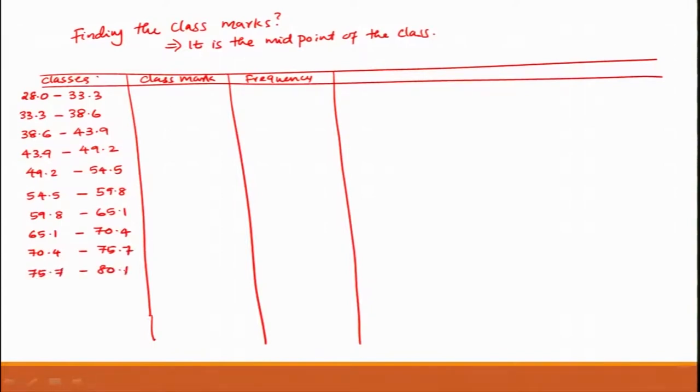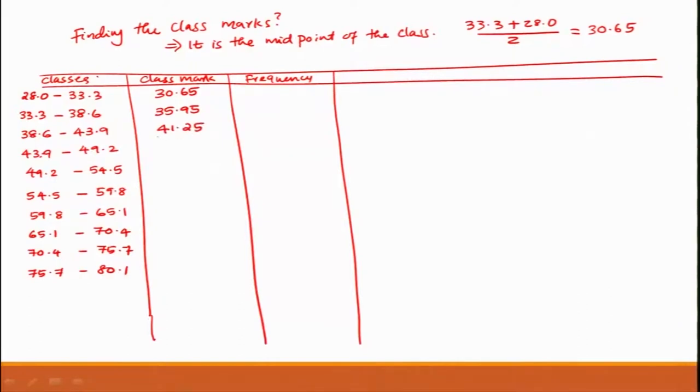Okay, and the class mark ideally is the midpoint. The first class mark will be 33.3 plus 28.0 divided by 2, which should give you 30.65. So the class mark here is 30.65, which literally means it represents this class. Similarly, the other one is 38.6 plus 33.3, which will give you 35.95. And similarly, for 43.9 and 38.6, the midpoint will be 41.25.